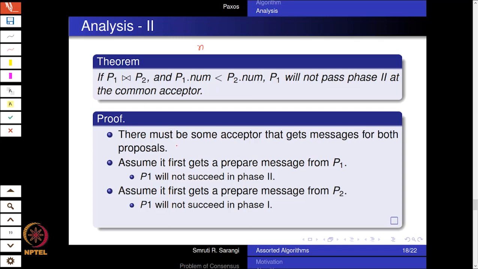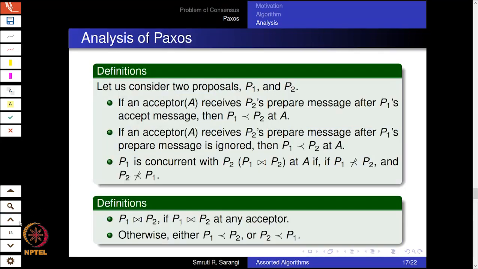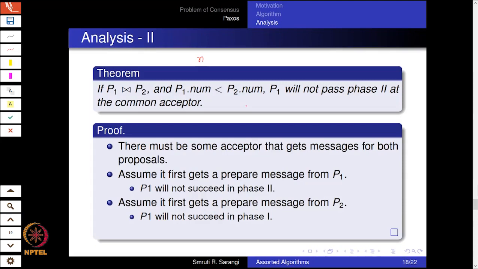There must be some acceptor that gets messages for both proposals, right? So let's assume that that acceptor is A. We will consider two subcases. The two subcases that we will consider are like this: assume it first gets a prepare message from P1. Since they are concurrent, it will get a prepare message for P2 after that.